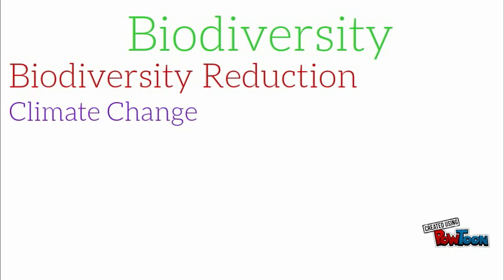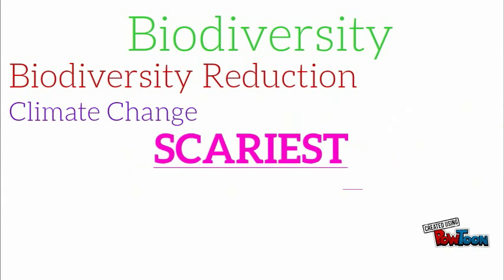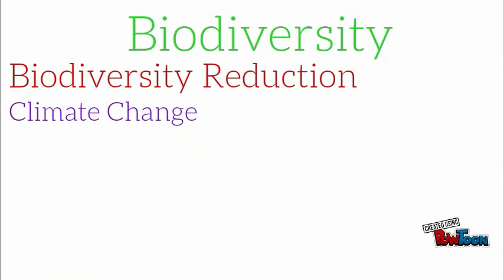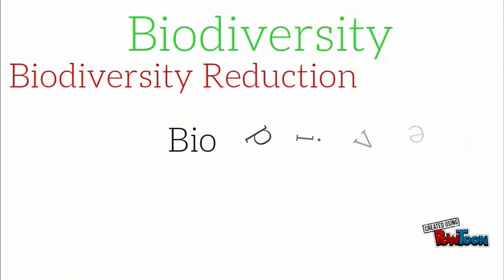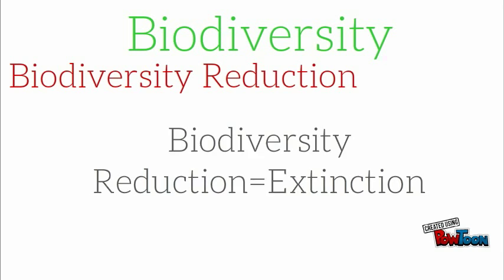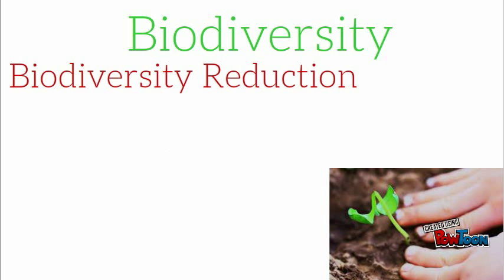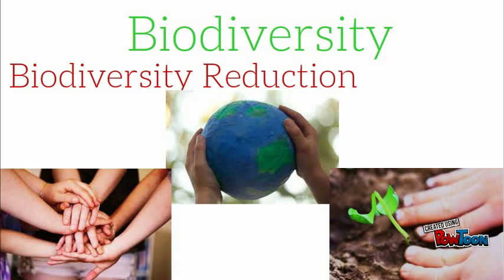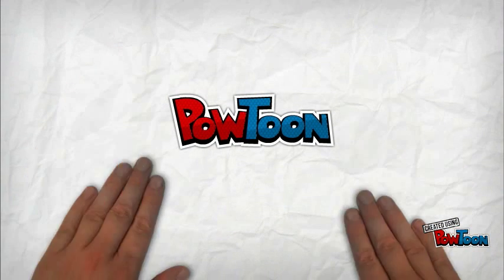Climate change, of all the threats to biodiversity, is probably the scariest and largest one. Even with animals so equipped to adapt to their surroundings, they can only change up to a certain point when it becomes too much for them to handle. These threats to biodiversity will make many species extinct if we don't change our conservation and ecological methods, and fast.